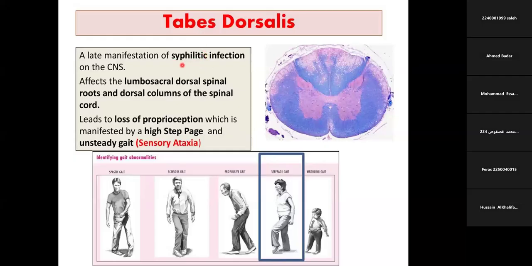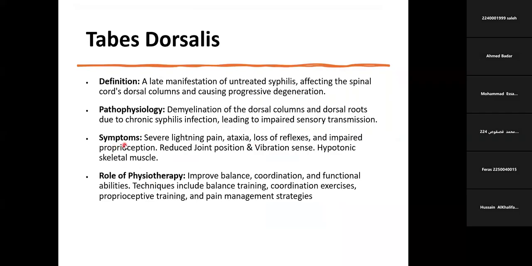This disease is called syphilis. Sometimes it is a late manifestation in the nervous system, and it affects the lumbosacral dorsal spinal roots and the dorsal column. What happens is a loss of the sensory system: demyelination of the dorsal column and dorsal root due to chronic syphilis infection, leading to impaired sensory transmission. It is a late manifestation of untreated syphilis, affecting the spinal cord's dorsal columns and causing progressive degeneration.